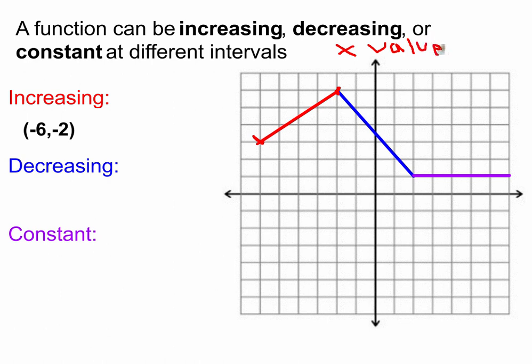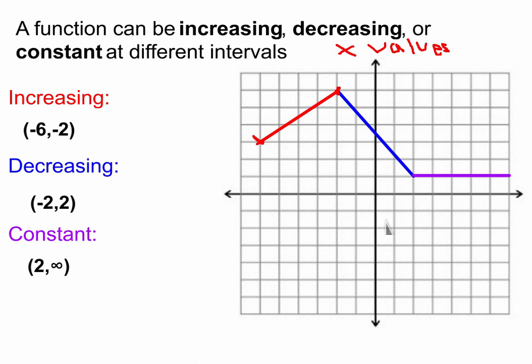So if we're only using x values, the x value at this point is -6, and the x value at this point is -2, so this function is increasing from -6 to -2. Then at this point, it turns, and now it starts decreasing. So it's decreasing from -2 to this point, and this point is at +2. So this is decreasing from -2 to +2.